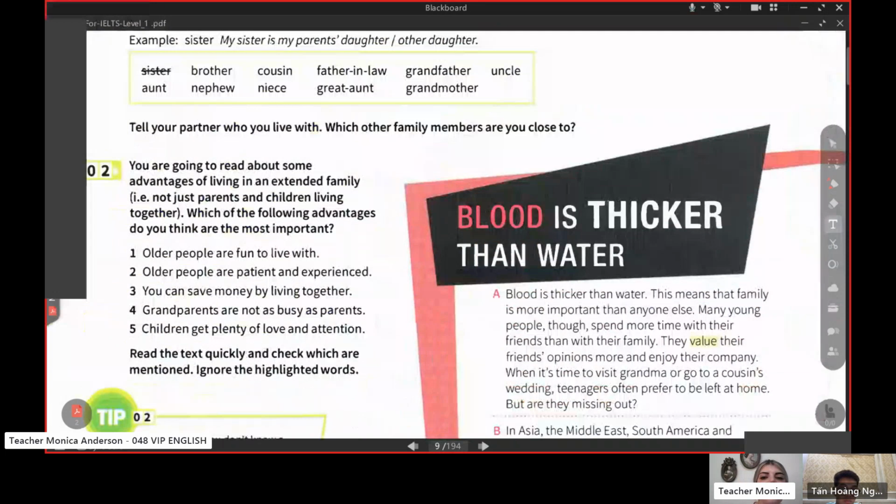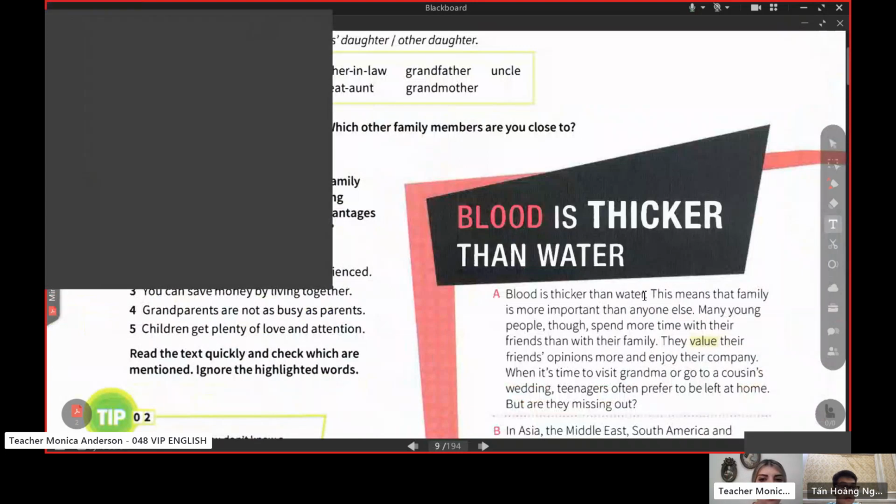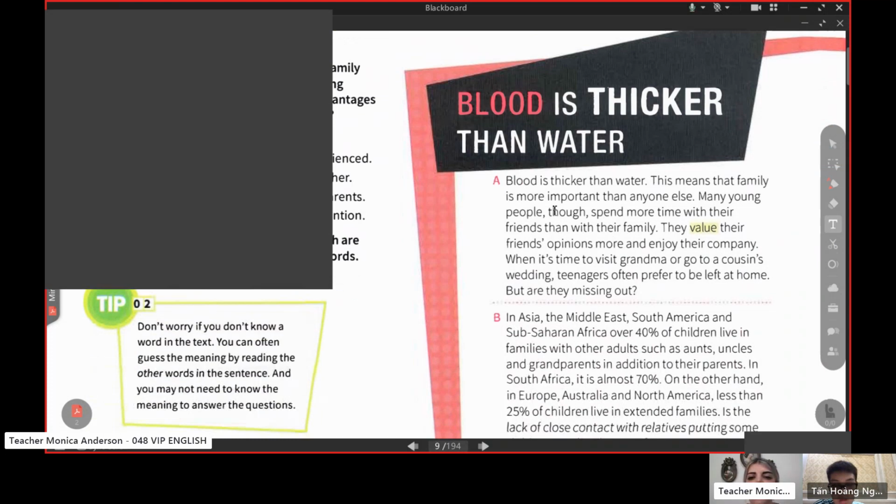Blood is thicker than water. We have some proverbs in English. Something like this: blood is thicker than water. We call these types of sentences proverbs. The meaning of them is different from the sentence itself. For example, blood is thicker than water. Of course, the definition is different from the written form. So this is a proverb.